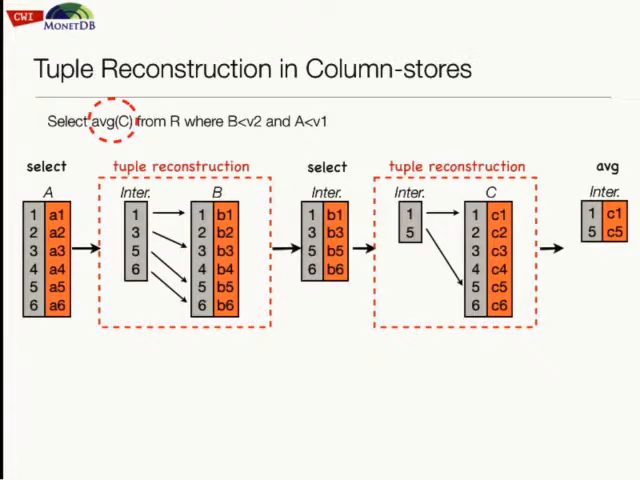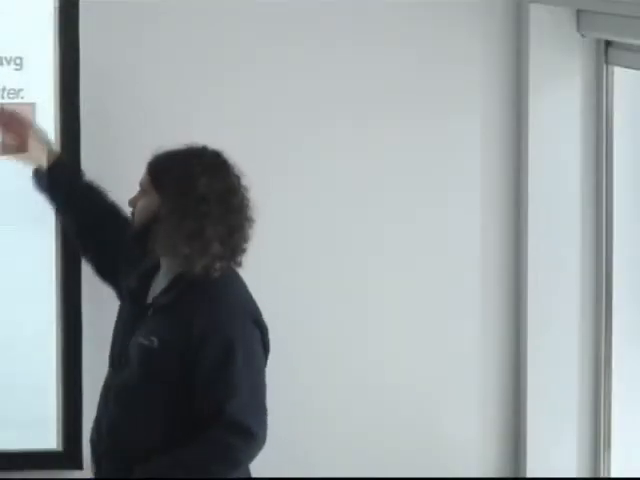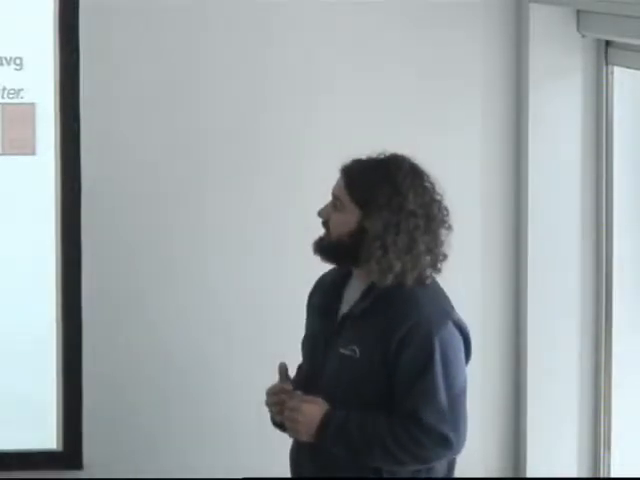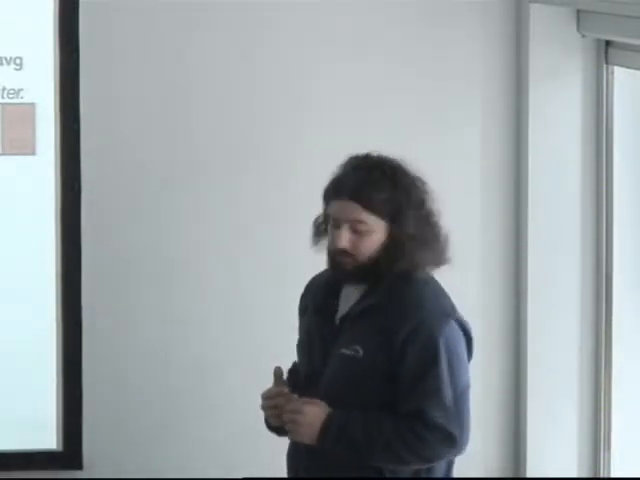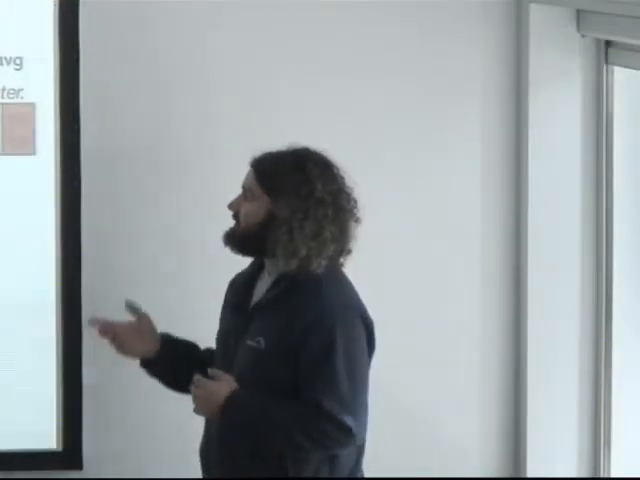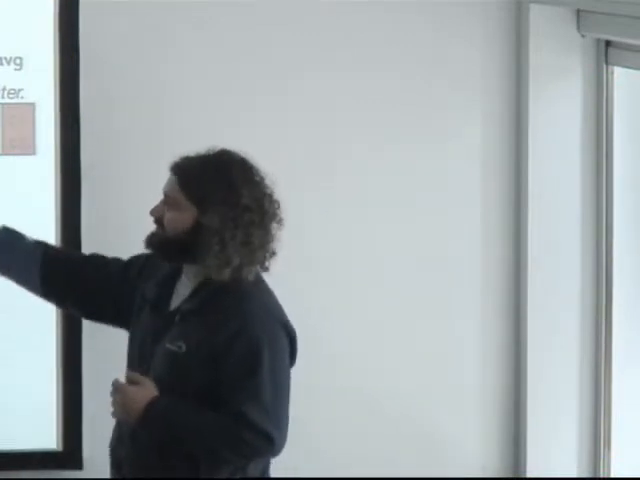Again, all these operations are like array operations. So even the aggregation, you can work in a very cache-conscious way over it. But let's talk a bit more about tuple reconstruction. You see this tuple reconstruction thing. It happens very often. Essentially, you have to do it for every attribute that you have in your query plan.